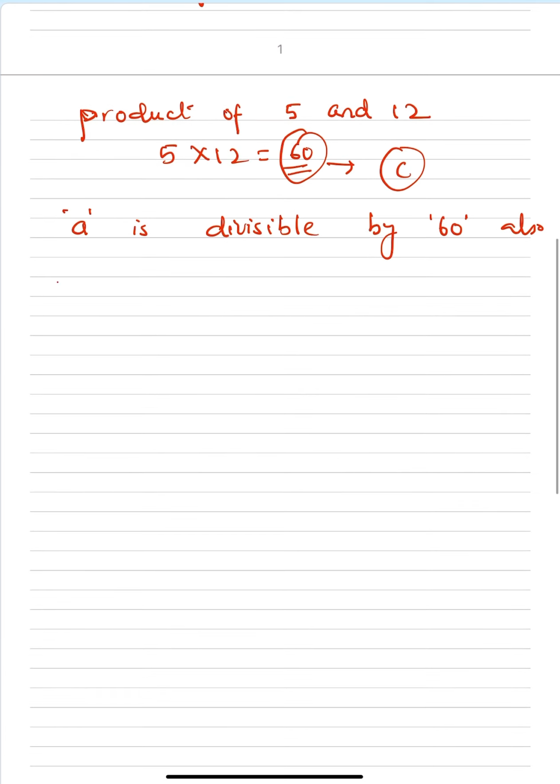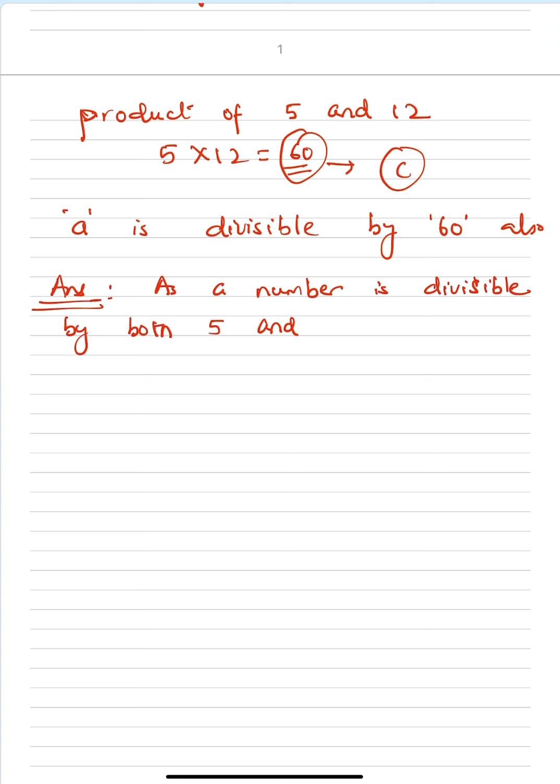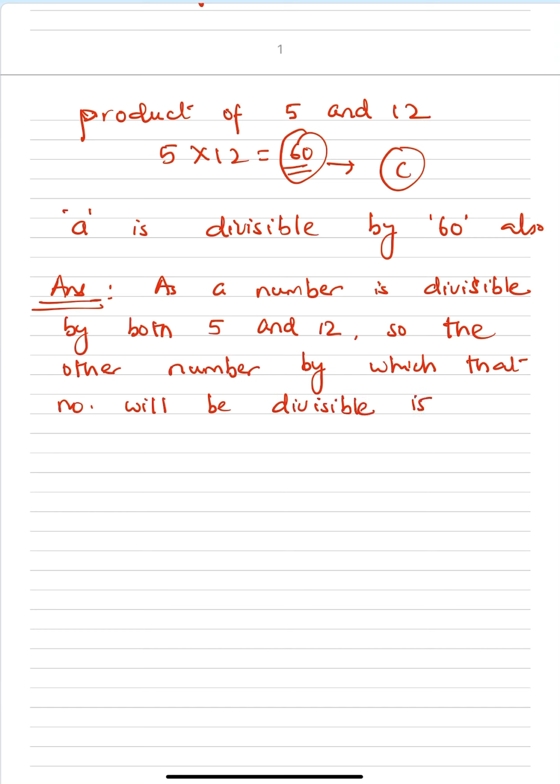Now, how will you write the solution? The proper answer is, when this kind of sums are asked, you have to write that as a number is divisible by both 5 and 12, so the other number by which that number will be divisible is 5 into 12, which is equal to 60. This is the proper answer which you need to write down.